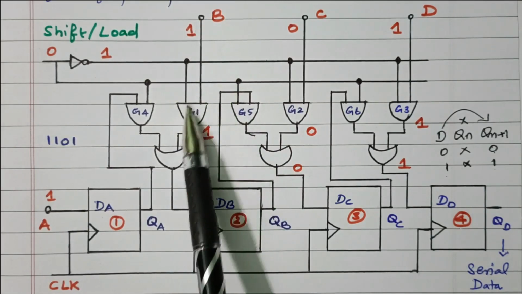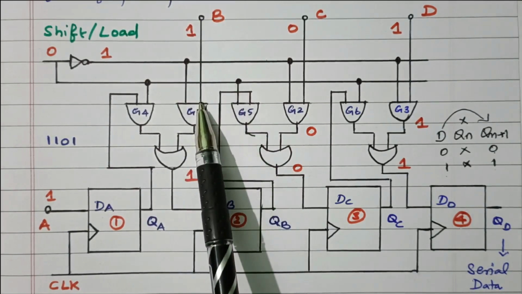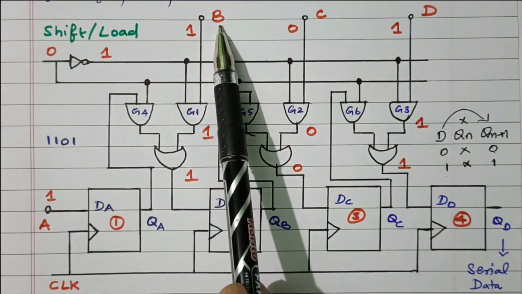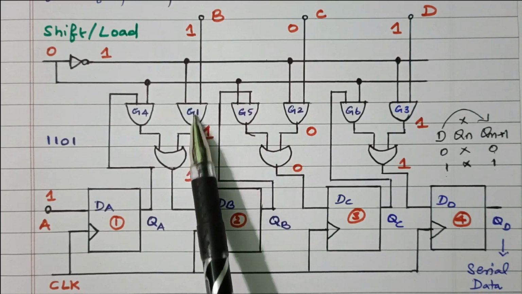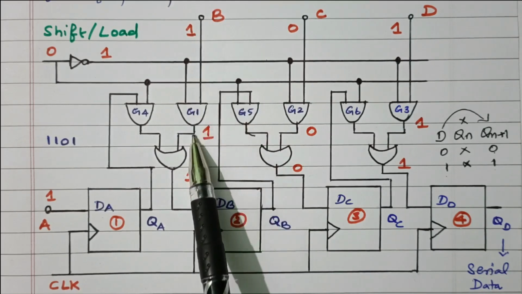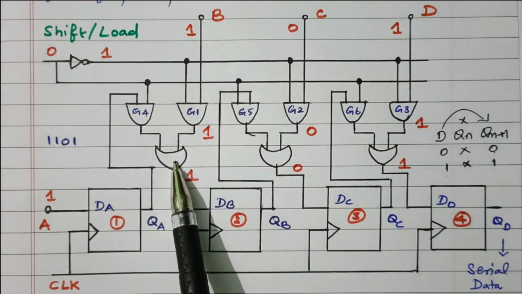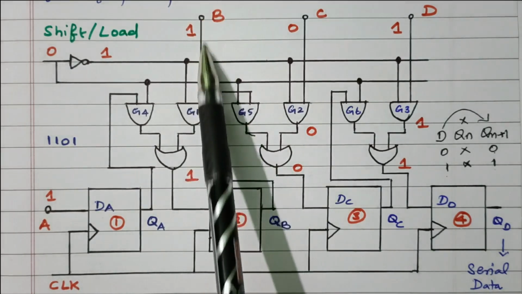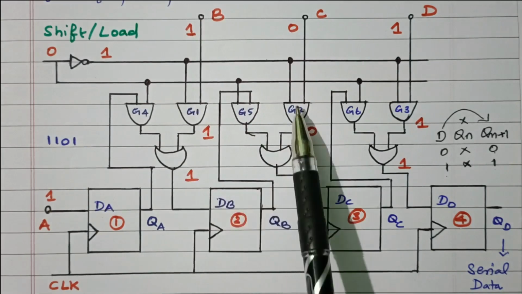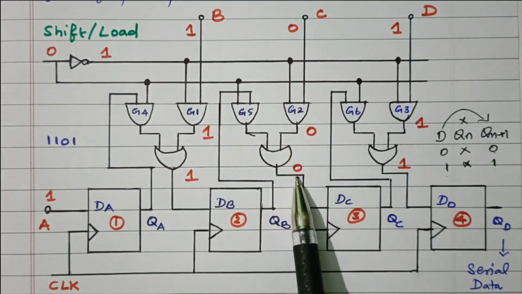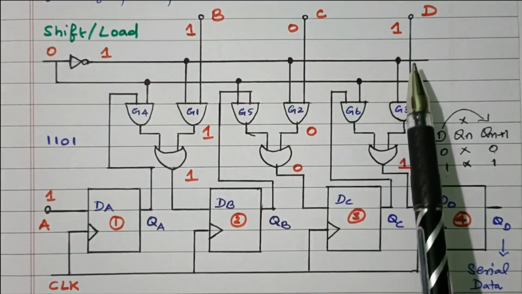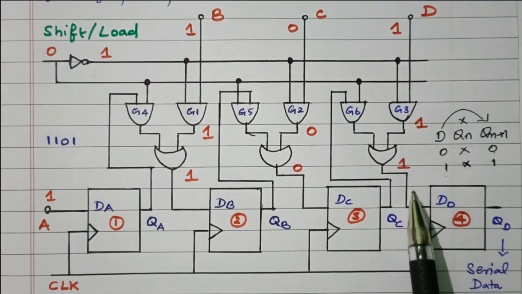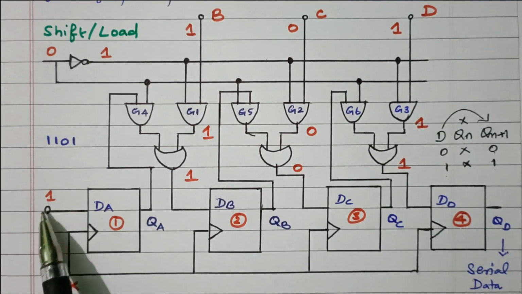So one input is high, another input is the input data. This will be either high or low based on the data. B equal to 0 means this will be low. B equal to 1 means high. So that will be given to this OR gate, and this will give the data to DB. So the data is loaded in parallel. Similarly, G2 will load the data C to DC. Similarly, G3 loads the data D to DD, right? So the parallel loading will happen.